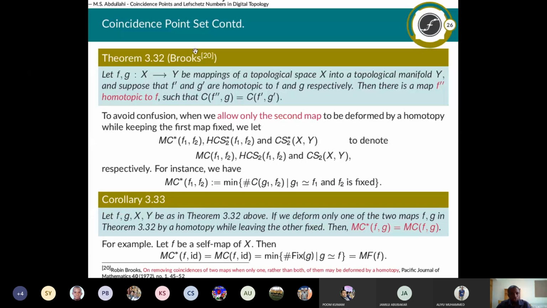And as a corollary to this theorem 3.32, Brooks has this result that if we deform only one of the two mappings, then the minimal coincidence number will not change.